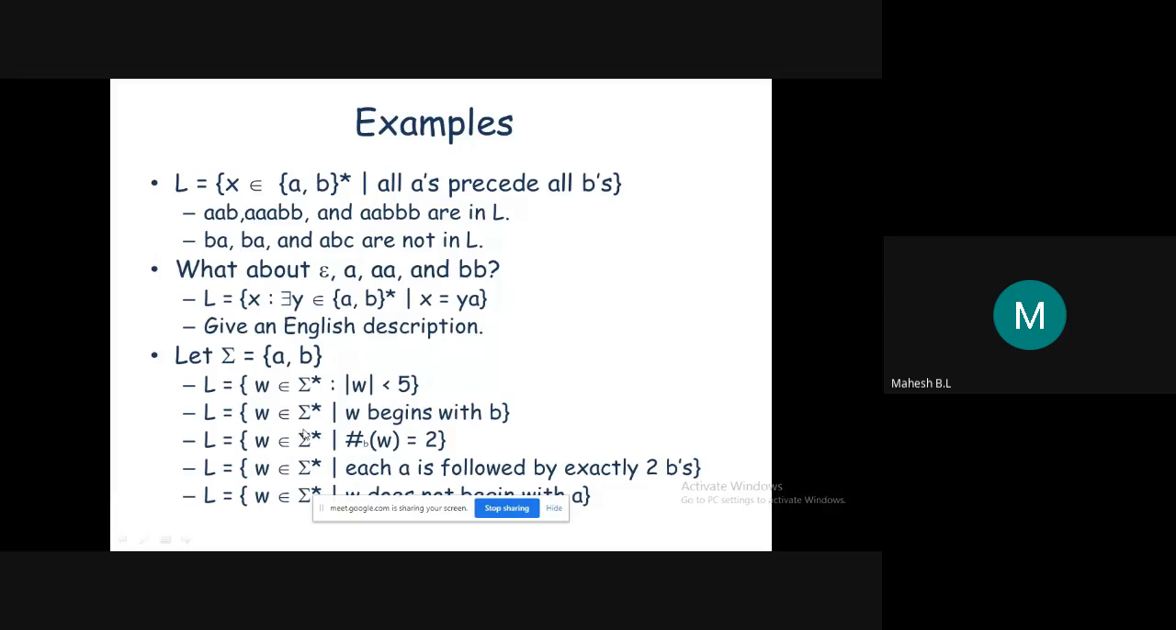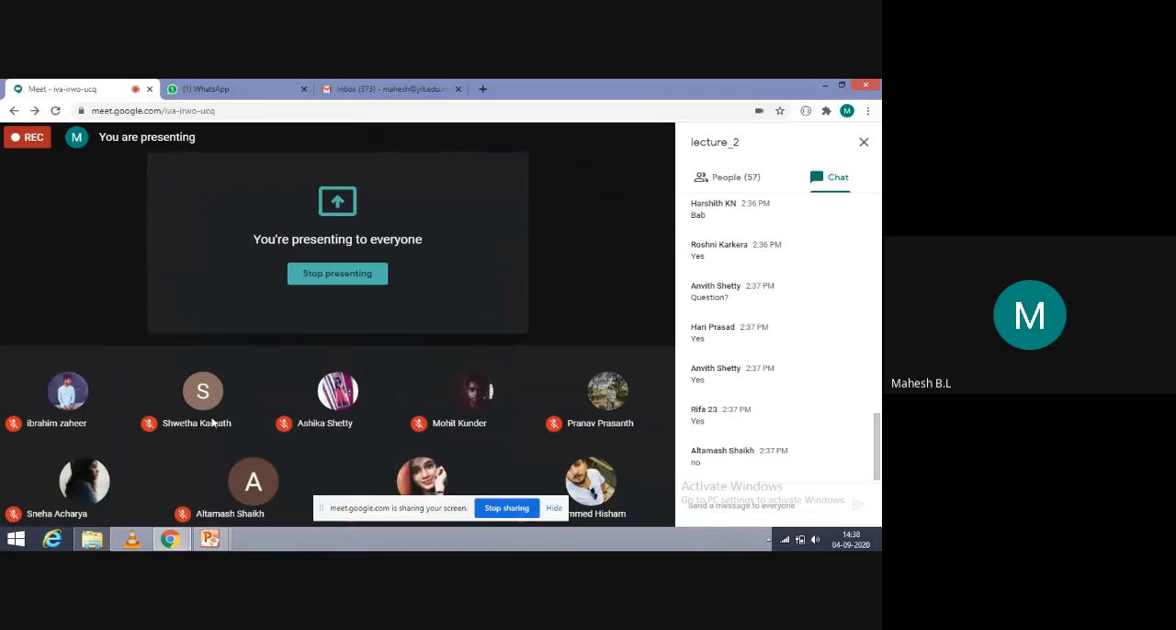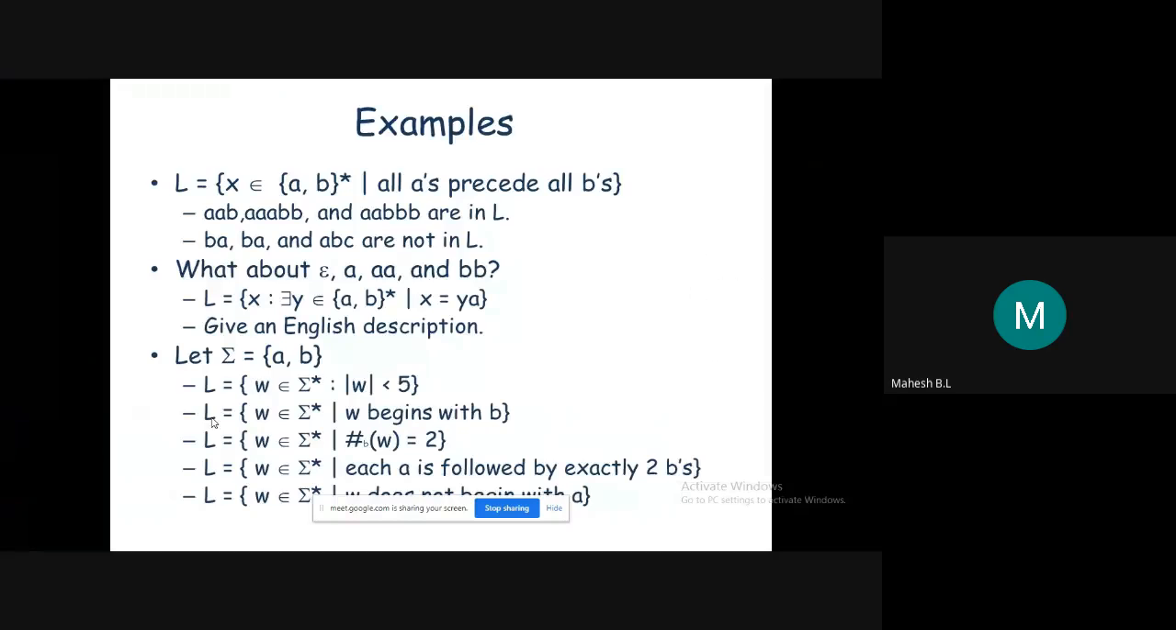In epsilon, you don't have A's, you don't have B's. It's empty string. Then how can it begin with B? How can it belong to L? That's why epsilon doesn't belong to L. Is that clear? Anvit, understood now? Okay. Now let me ask the same question for this first language.